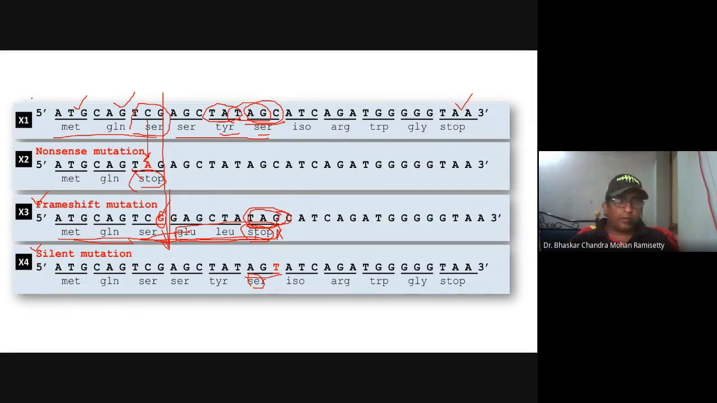So here for X, I have discussed X1 as the normal one, assume like that. And here is X2, X3 is another allele, X4 is another allele. In X2 and X3, usually it might be a loss of function, whereas X4 has no alteration in the phenotype, although there is a difference in the genotype.